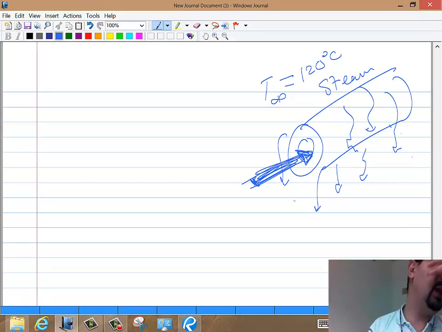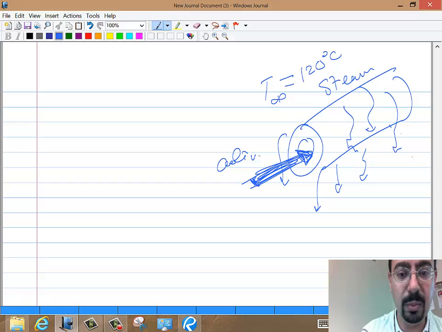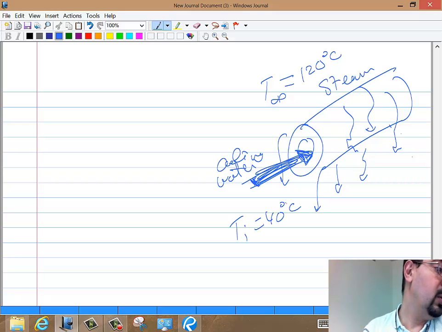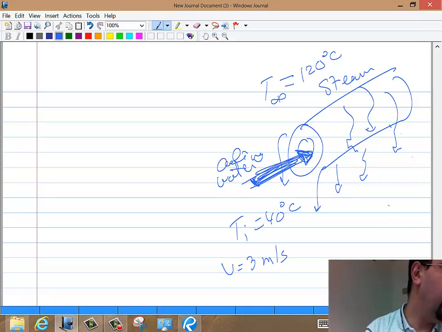the steam is sitting at 120, while the cooling water coming from the cooling tower is coming at 40 degrees C. All right, so that's a cold winter day, I guess. And it's coming at 3 meters per second. And the pipe diameter is 2 centimeters.